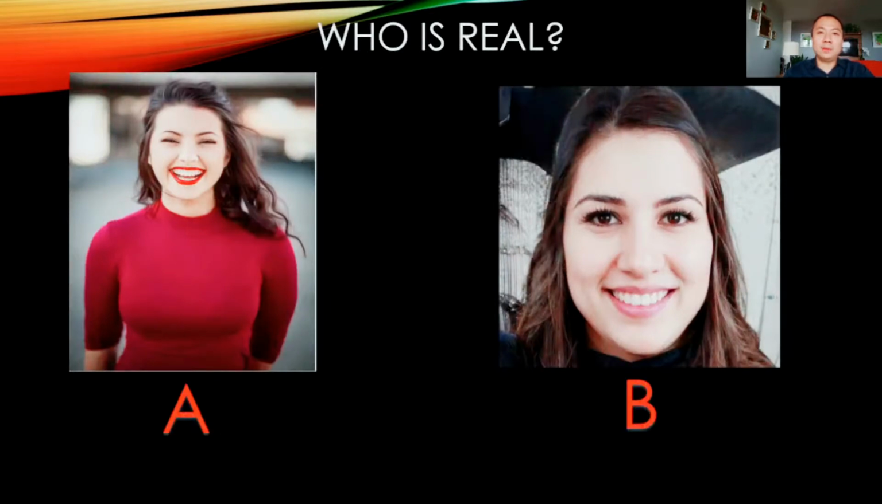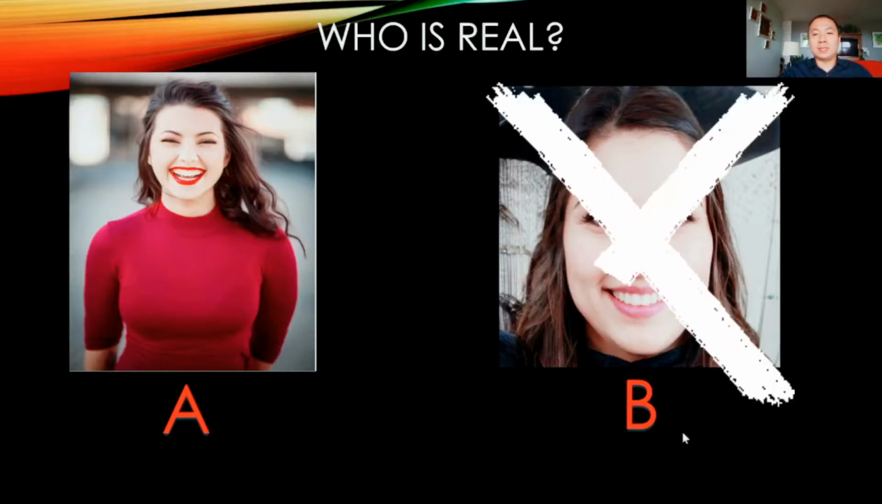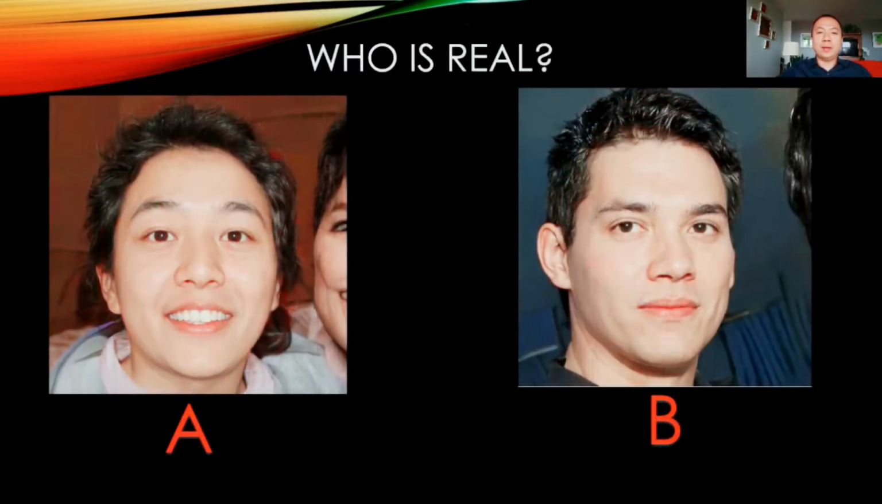So again, we go back now to the question of who is real. Who do you think among these images that you see is real? Is it A or B? The real one here is A. So the image that you see here is real, A, but the B image is not real. Okay? And then the next one: who is real?